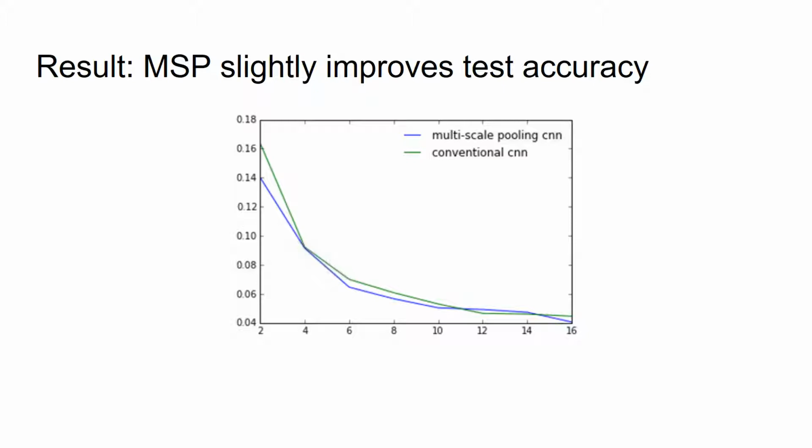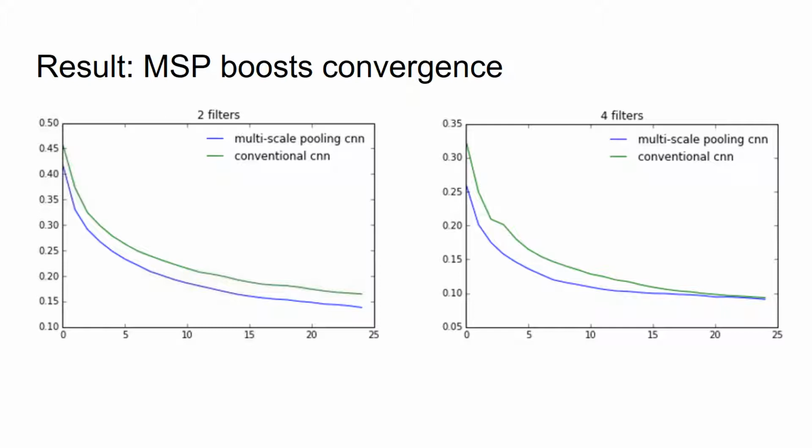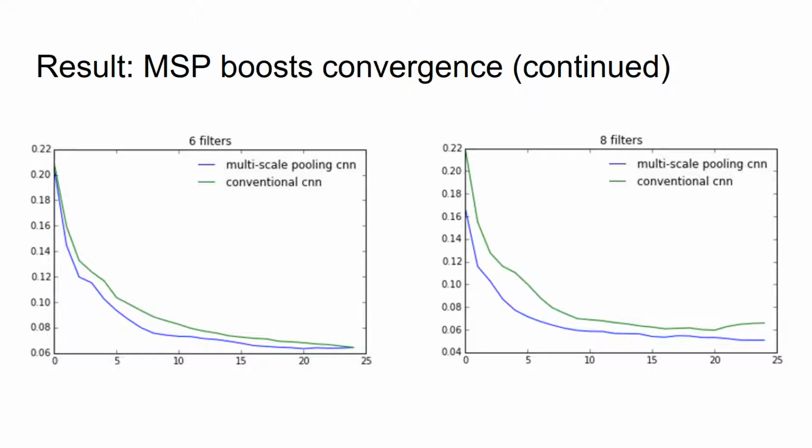So here's the result. The result is very good. The result shows that MSP slightly improved the test accuracy. Also, MSP boosts the convergence of our algorithm. With MSP, the neural network can learn to detect this kind of multi-scale pattern more quickly, and therefore with less computation. And this result is achieved with different filter settings.